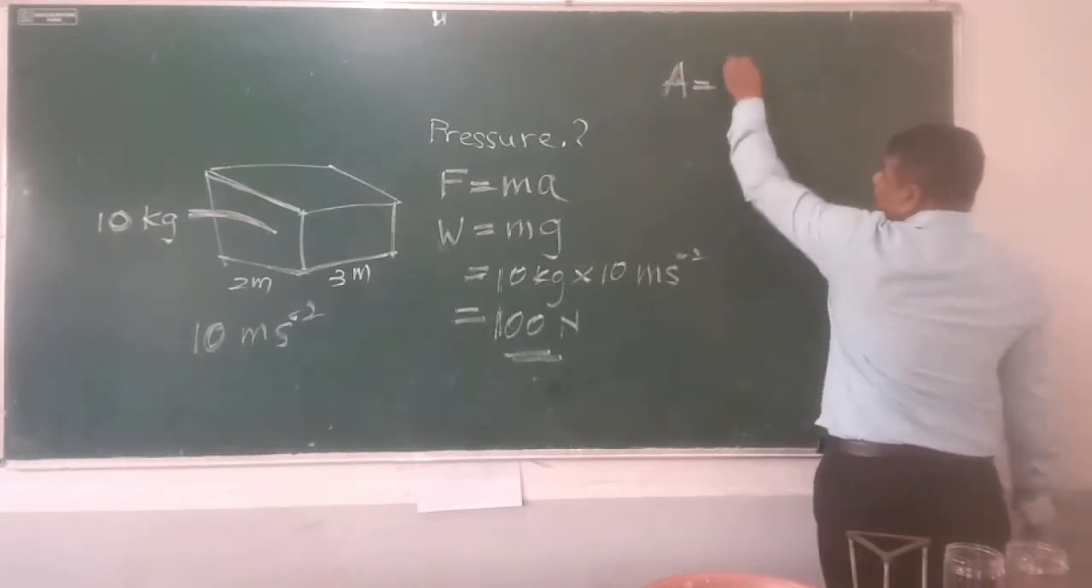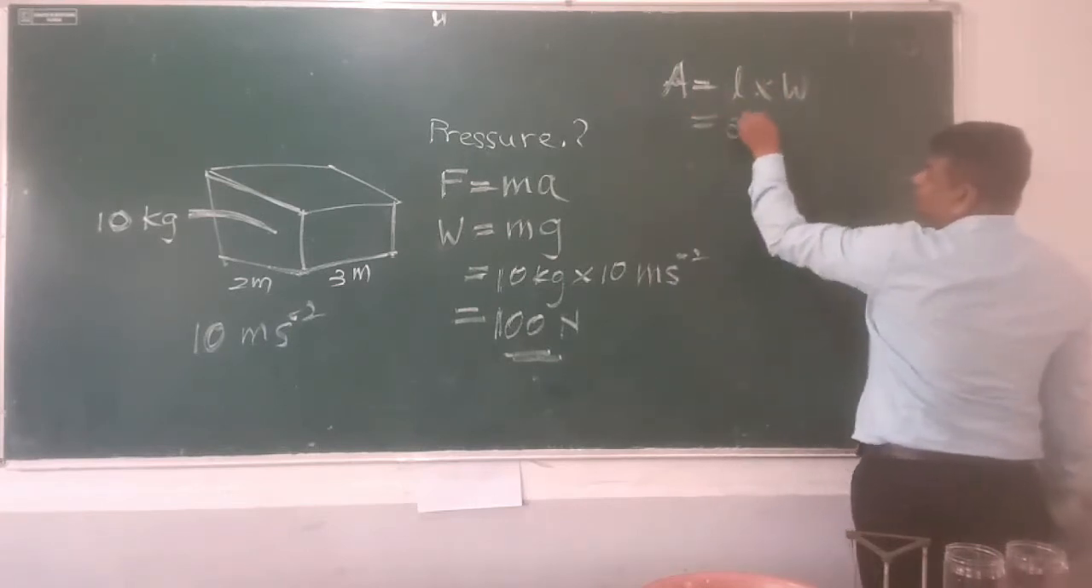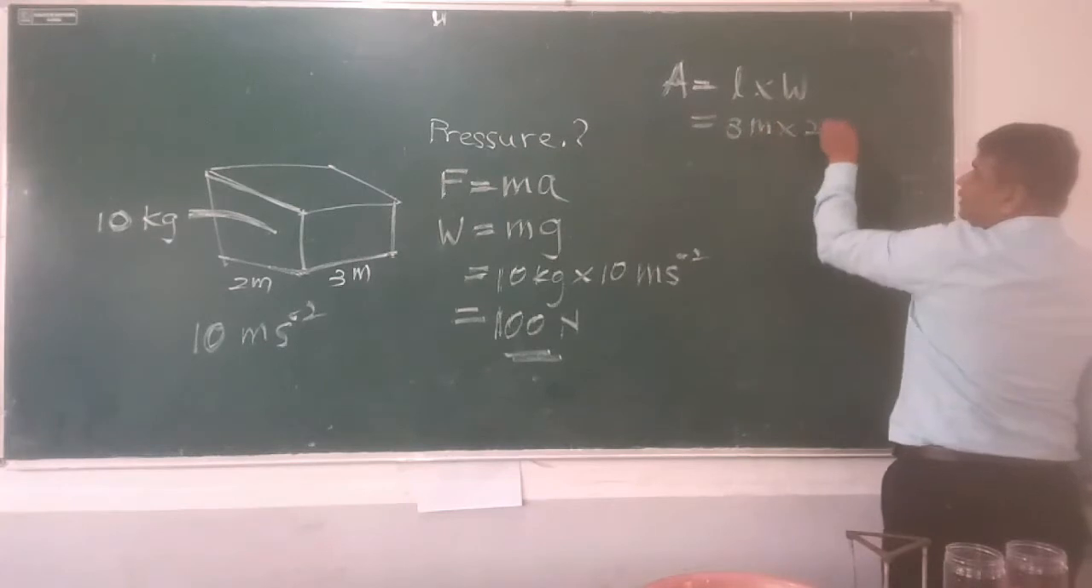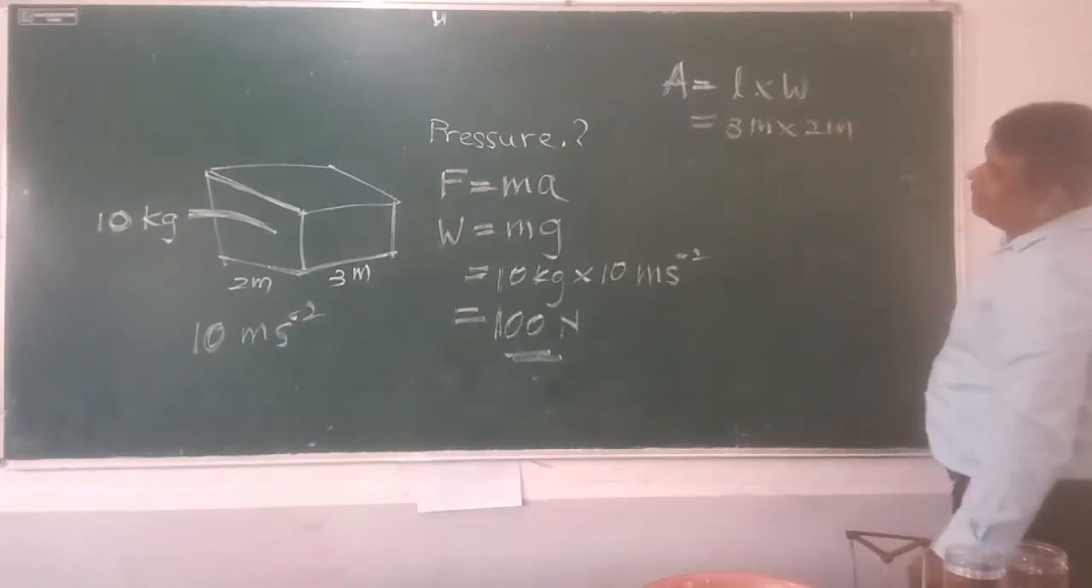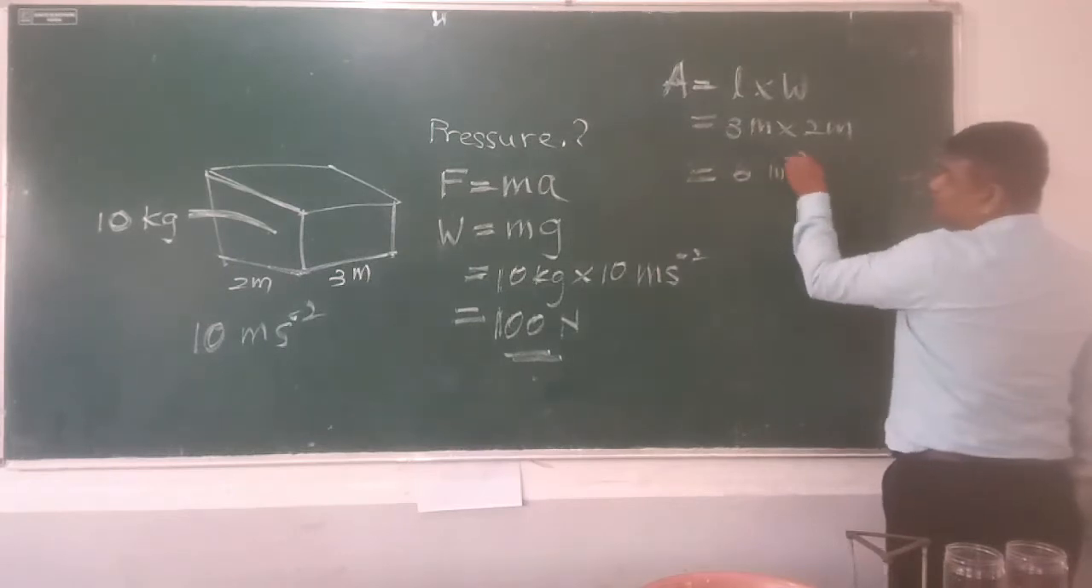Area equals length multiplied by width. Length is 3 meters, width 2 meters. Therefore, the answer is 6 square meters.